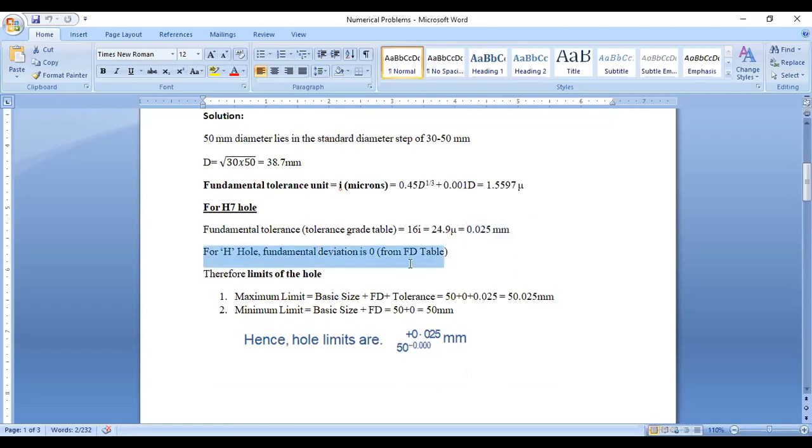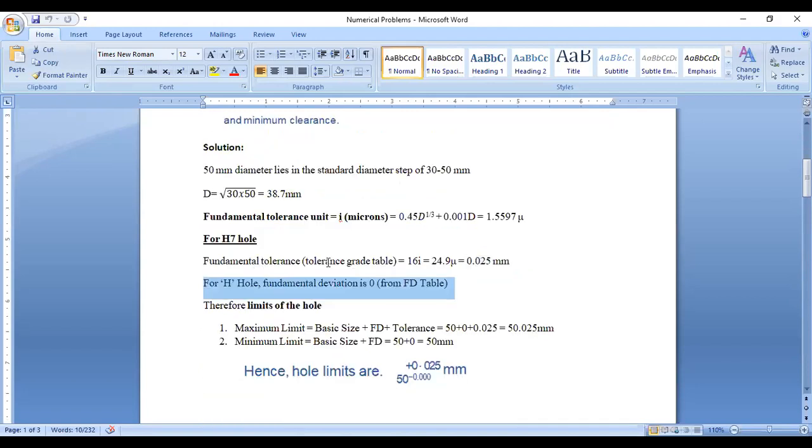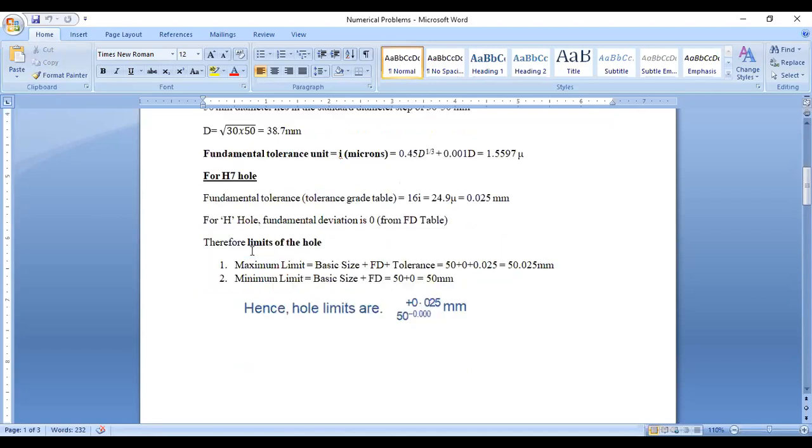And what will be the fundamental deviation of the hole? The fundamental deviation of the hole is 0, as given again in the problem statement. So you have calculated the tolerance unit and the fundamental deviation. Now directly find out the limits of the hole. The maximum limit of the hole is given by basic size plus fundamental deviation plus tolerance. The minimum limit will be basic size plus fundamental deviation. There will not be any tolerance. Understood?